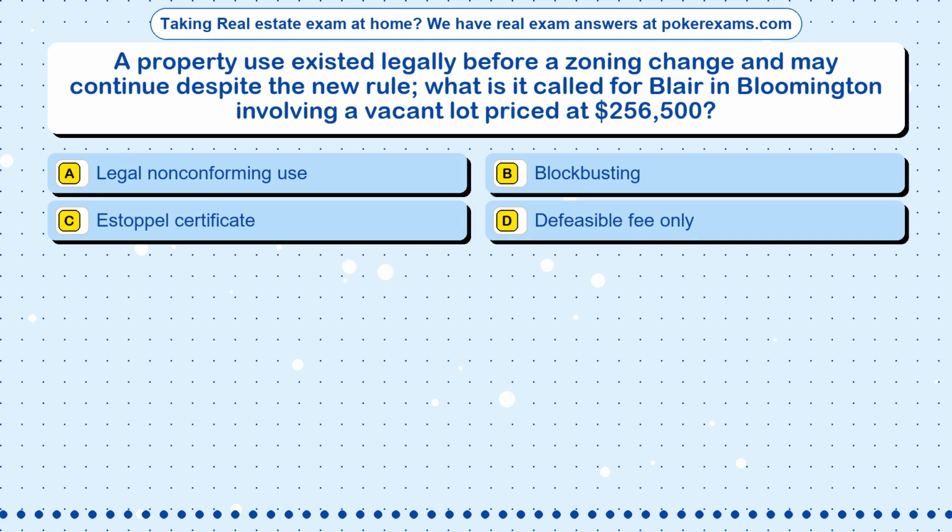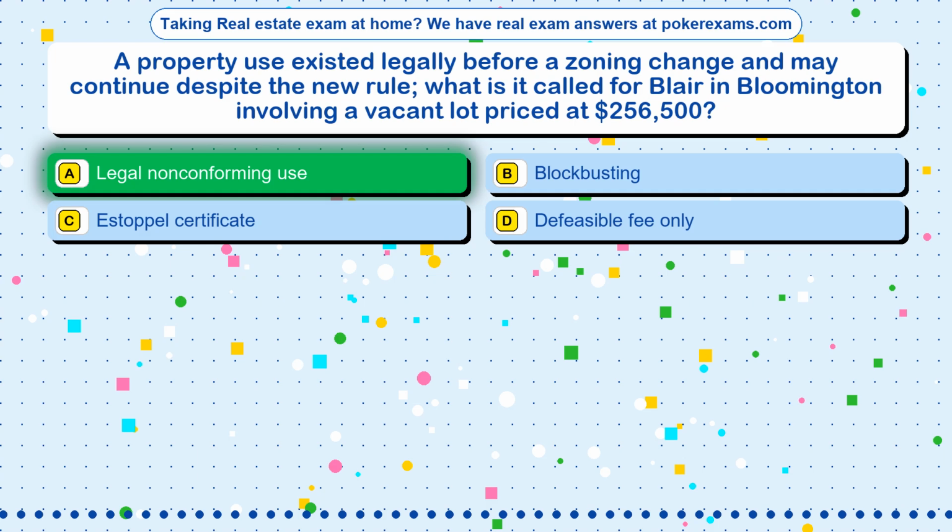Question 97. A property use existed legally before a zoning change and may continue despite the new rule. What is it called for Blair in Bloomington involving a vacant lot priced at $256,500? Option A. Legal non-conforming use. Option B. Blockbusting. Option C. Estoppel certificate. Option D. Defeasible fee only.